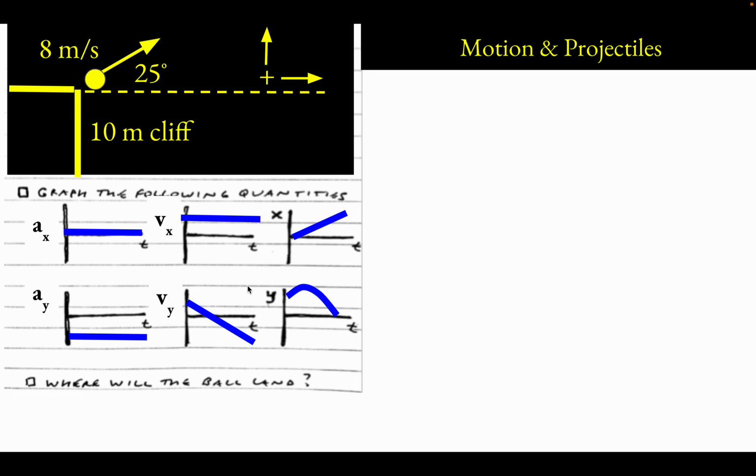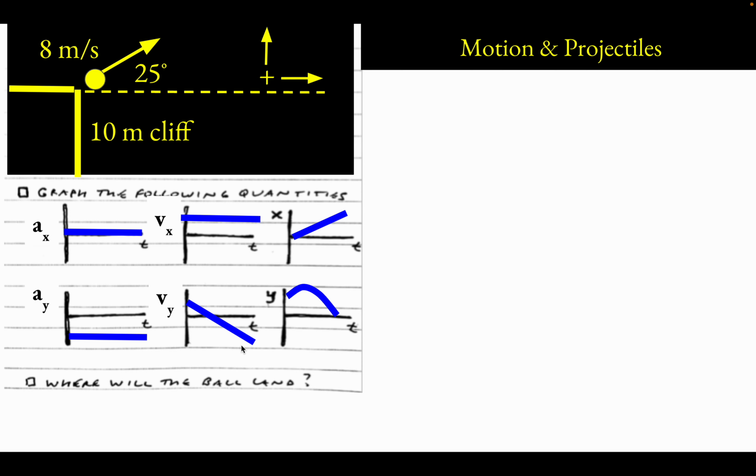And then your y coordinate as a function of position is going to be curved like this, going up while the velocity is positive, crossing zero at its maximum height, the velocity crosses zero, and then it starts to get steeper and steeper coming down as it gains more and more downward velocity.